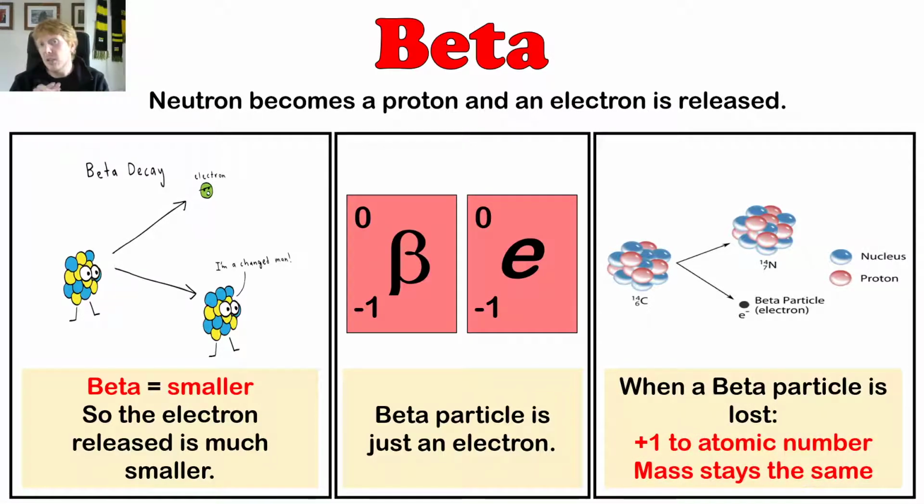When a beta particle is lost, because that neutron has become a proton, you get a +1 to atomic number. You can see the atomic number here has gone from 6 to 7, which means you get a change in the element. The carbon becomes nitrogen. However, the atomic mass stays the same because neutrons and protons weigh the same amount. And you also get a beta particle, or the electron, released from the decay. That's beta.